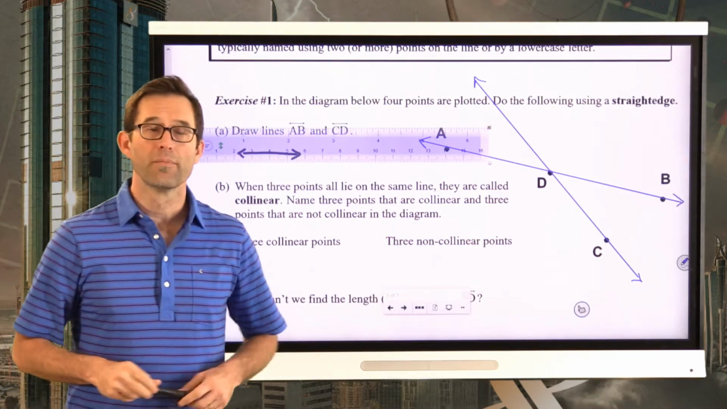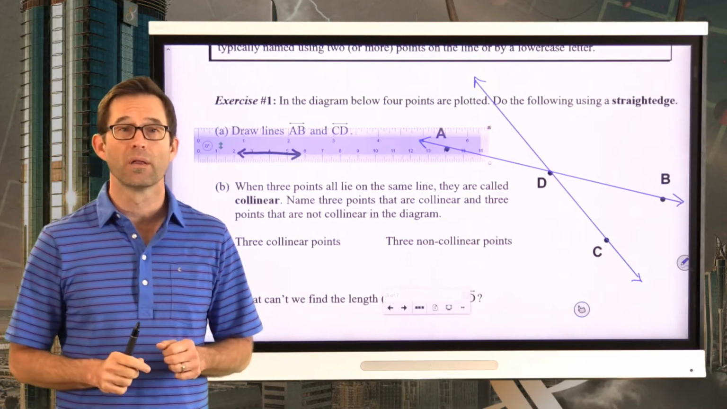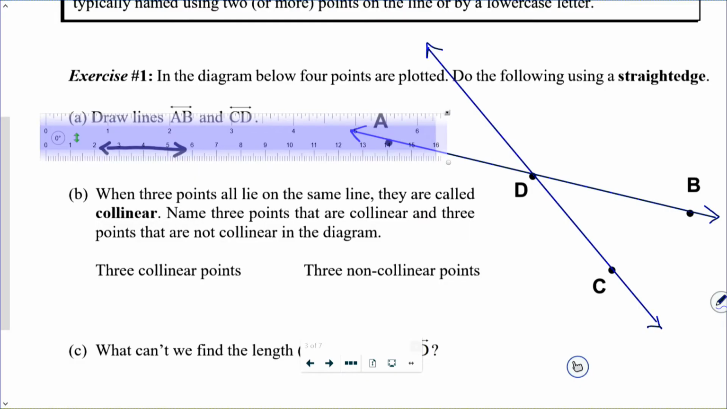Now, let's talk about letter B. Letter B has an important piece of terminology in it. When there are 3 points all lie on the same line, they are called collinear. Collinear. Name 3 points that are collinear and 3 points that are not collinear in the diagram.